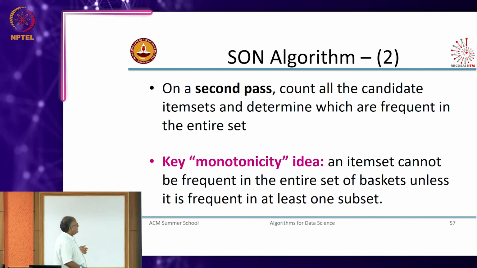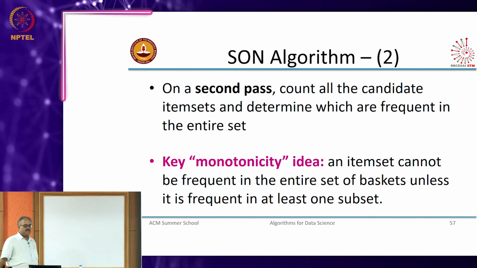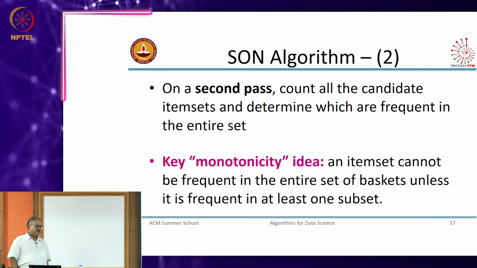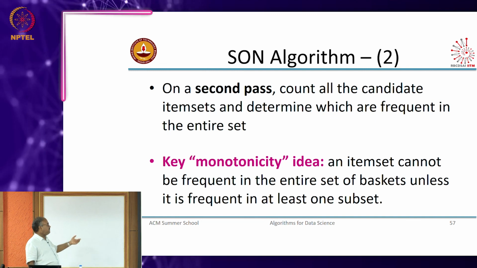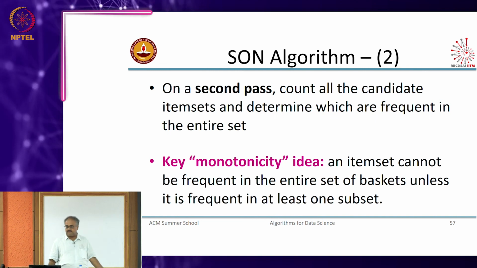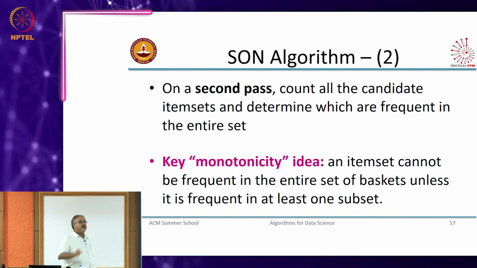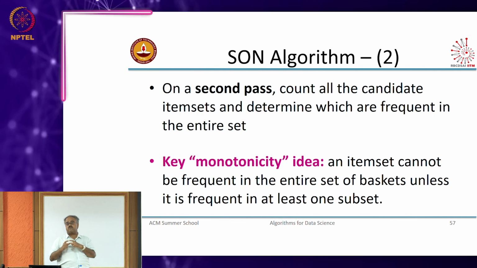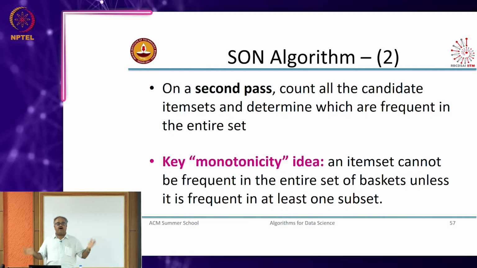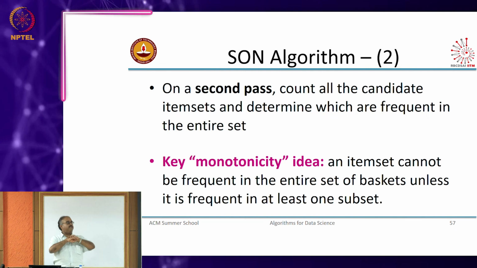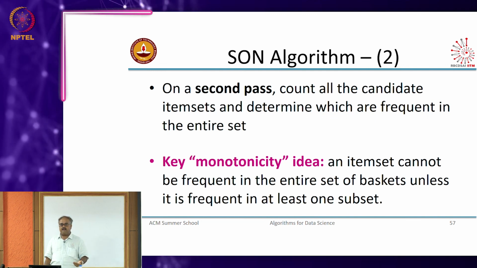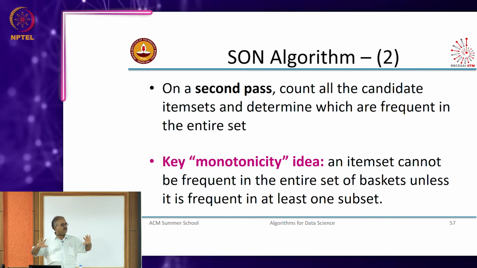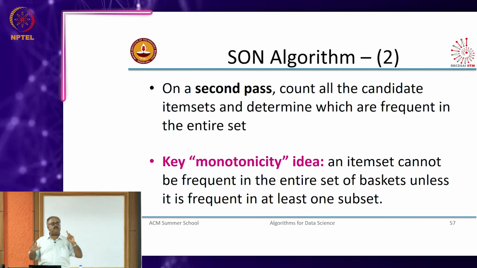So now on the second pass, I look at all the candidate item sets and determine which are frequent in the entire database. The idea is this: an item set cannot be frequent in the entire database unless it was frequent in at least one of the chunks. If I have 100 chunks, and in every chunk it does not reach S by 100, then there is no way in the entire data it will reach S, correct? At least in one chunk it has to reach S by 100.